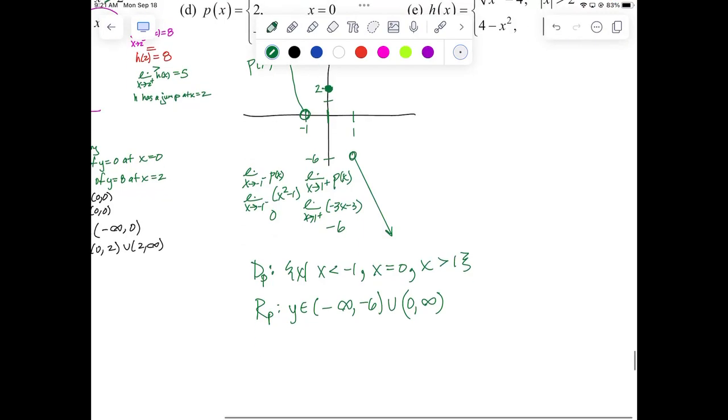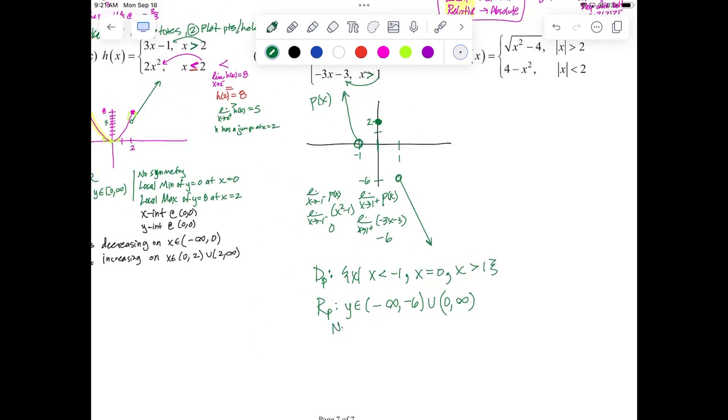Okay, does it have any symmetry? No symmetry. Okay, how about intervals of increasing or decreasing? P is decreasing on the open interval from x equals -infinity up to -1, union 1 to infinity. Would you agree? It's not really increasing or decreasing at 0, is it? It's just existing. Yeah, let's go ahead and say monotonic. It's doing one thing and one thing only over its entire domain, and it's going downhill.